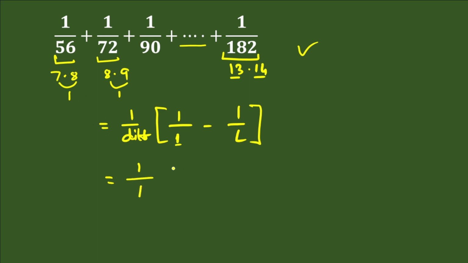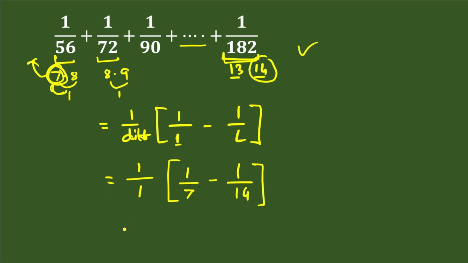So we write 1 by 1, and 1 divided by the first term here is 7. So we write 1 by 7. Friends, do not get confused here. We take 7 only, the multiplication of the small value. So the multiplication of the small value is 7. So it is 1 by 7 minus 1 divided by the last term, the multiplication of the two values, the bigger value here. So it is 14 here. So we write 14.